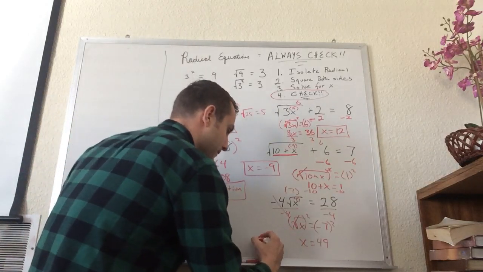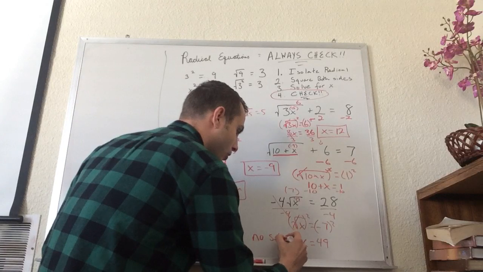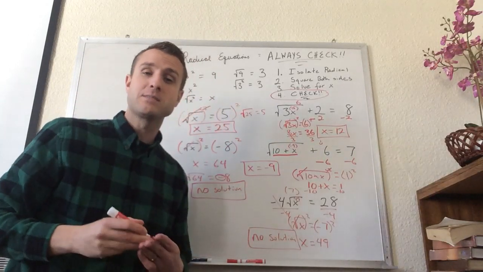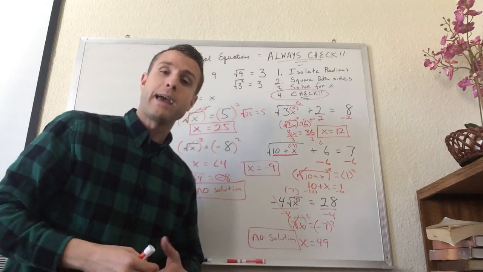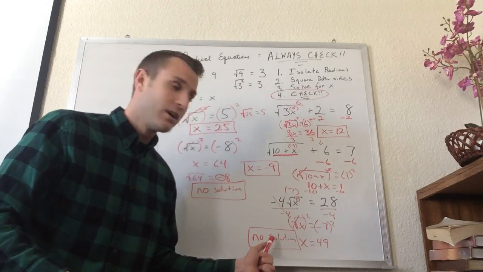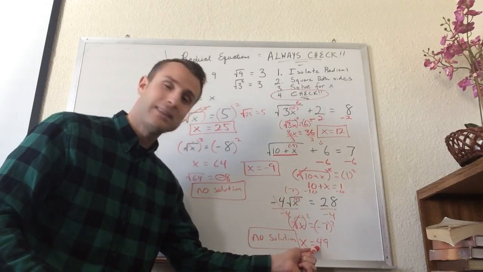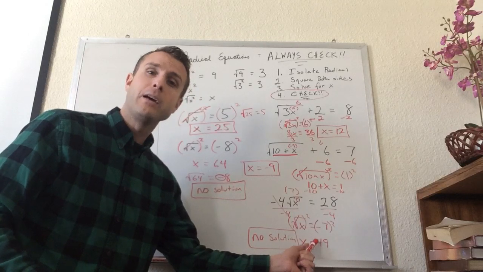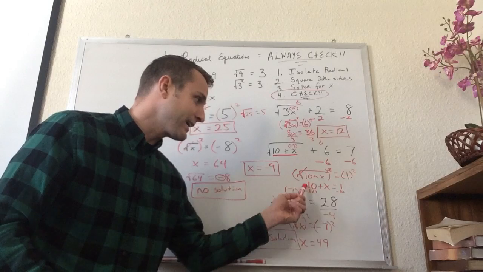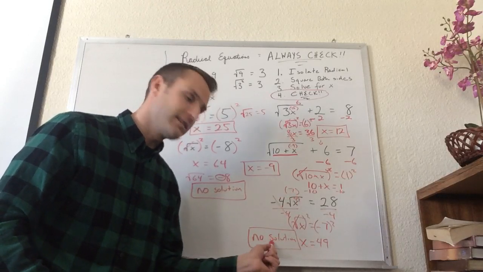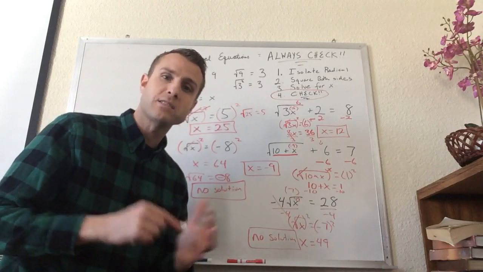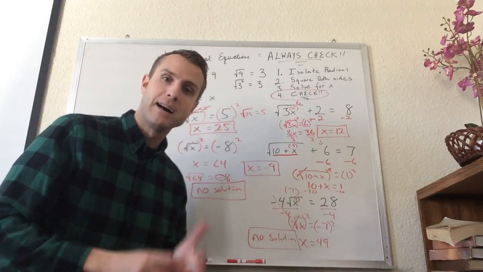So my answer is not 49. My answer is no solution. So you have to check it because many times it won't work. And if it doesn't work, then your answer has to be no solution. So even if you do this all right and you get this answer, but you don't check it, you can still get it wrong. Because if you check it and it doesn't work, your answer is not this, it's no solution. So make sure for these radical problems, you always check. You must check.